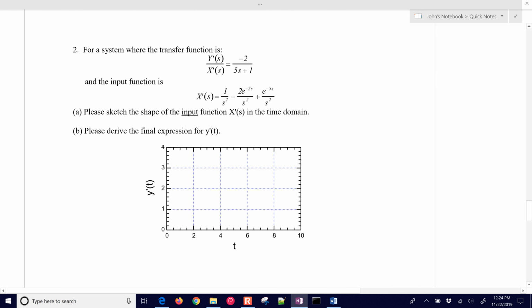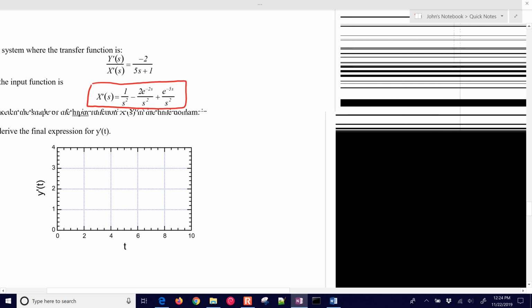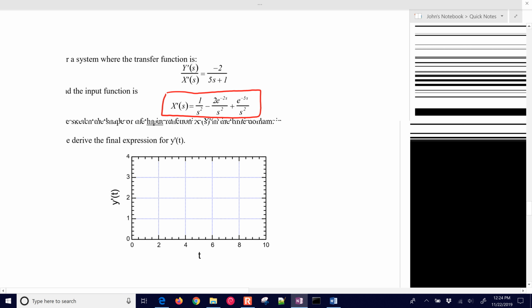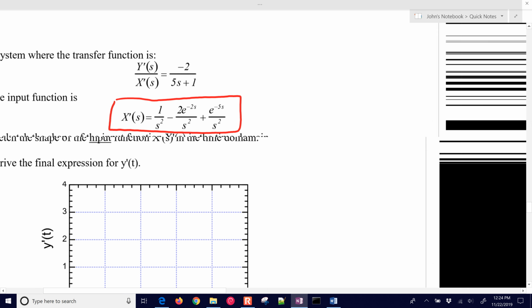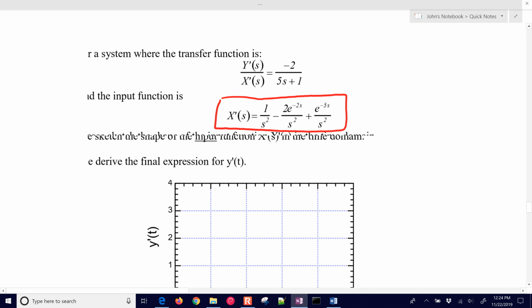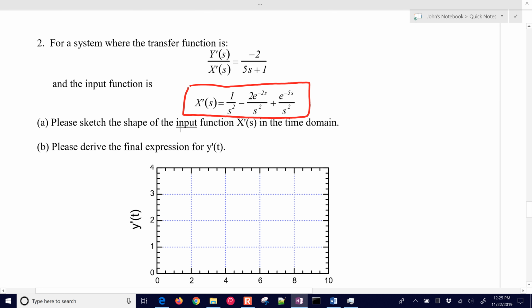We have some Laplace transforms here, and we have an input function which is described right here, and this transfer function that relates the input to the output. Oh, it just went blank. Let me see if I can refresh this. I'm going to pause it for just a second while I get the exam back. Alright, we got it back.